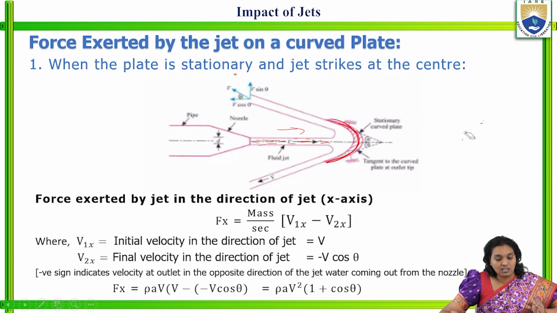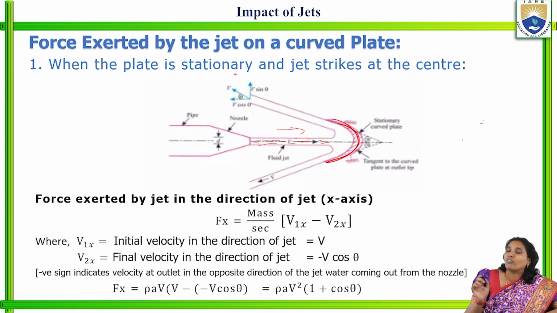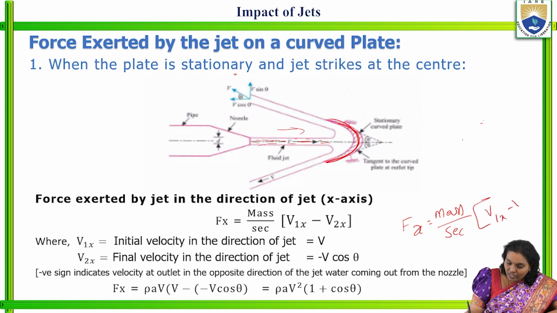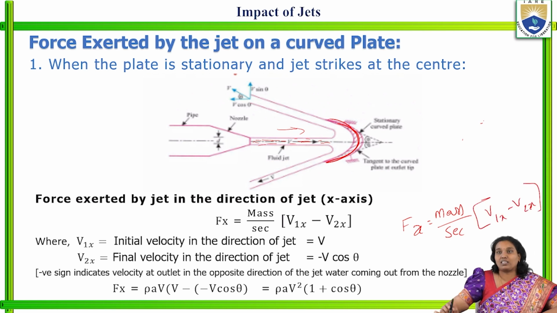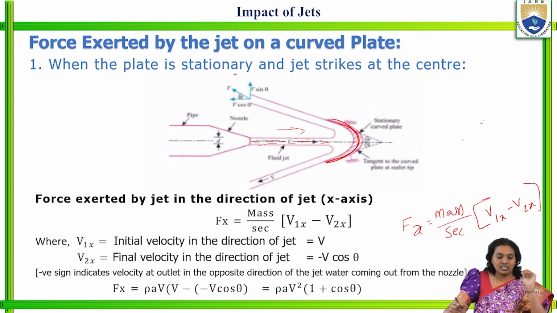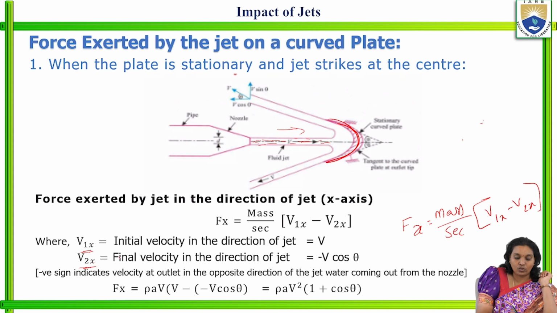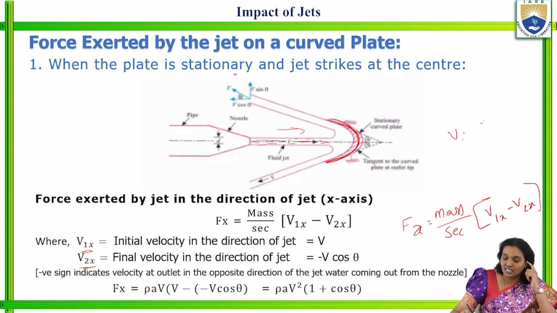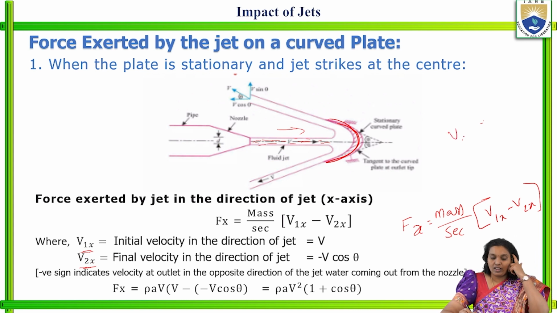The force exerted by the jet in the direction of the jet, that is always along the x-axis, is equal to the force based on the previous conditions: mass flow rate times v1x minus v2x. Here v1x and v2x are the initial and final velocities along the x direction, as we considered previously.